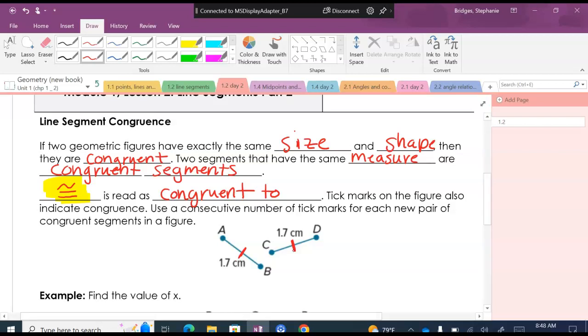If we have multiple pairs of congruent segments, for example, if I were to draw another pair of segments and call them EF and GI, what I would do is put two tick marks on each of those to say that those two are congruent, but they're not congruent to the first two. Do you see how I added another tick mark? That differentiates between which pairs of segments are congruent. Anybody have any questions so far?